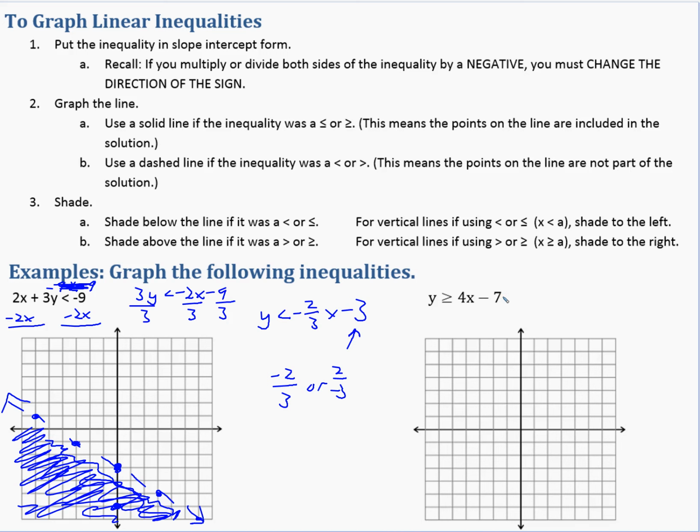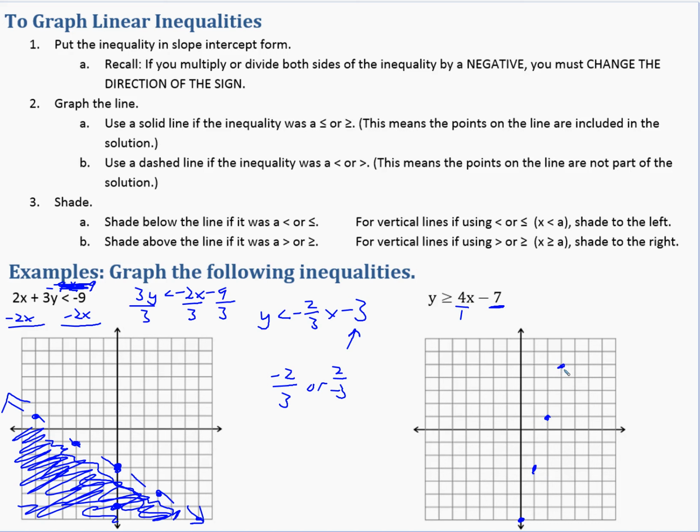Over to this next example. This is already in slope-intercept form, so we don't have to do anything with that. So we can graph this. Our y-intercept is -7. Our slope is 4, or 4 over 1, which means you go up 4 and right 1. And I'll do that a couple times. Up 4, right 1.